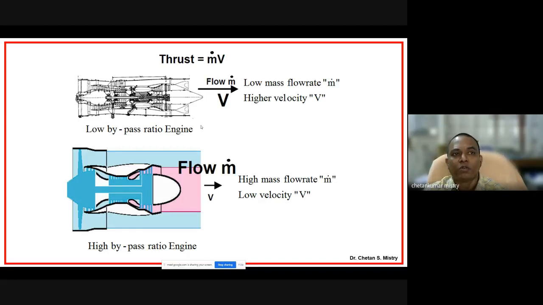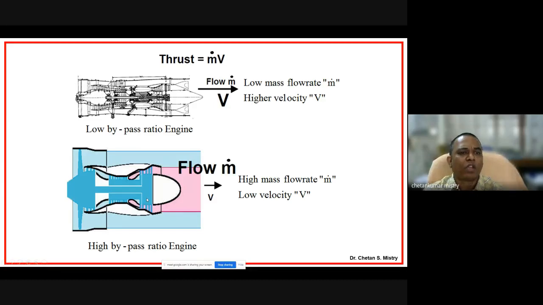Now if you look at today, what we have, all these A320 or 777 Boeing, they have large passenger carrying capacity. So you can understand, in order to carry all those passengers, you need very large, big engines, and that is what we call high bypass ratio engines.